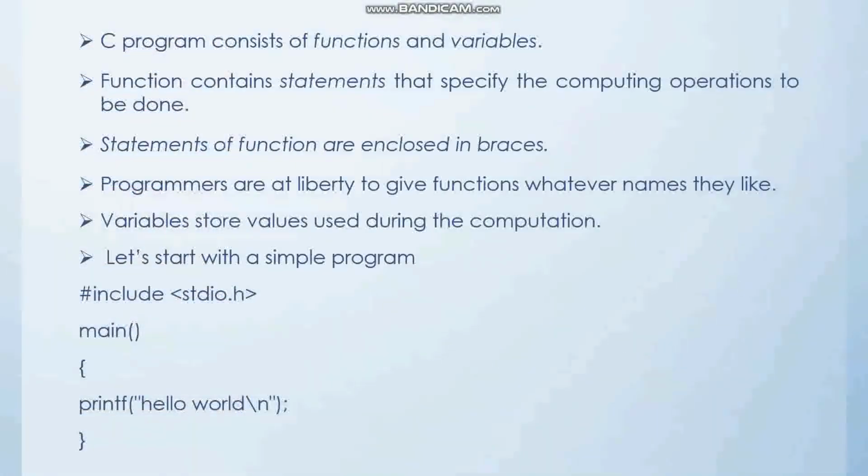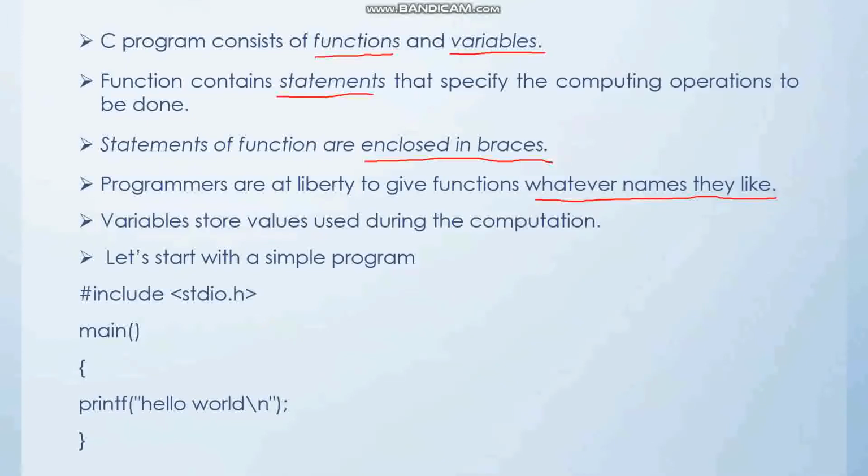A C program consists of functions and variables. Functions contain statements that specify the computing operations to be done. Statements of a function are enclosed in curly brackets. Programmers are at liberty to give functions whatever name they like. Variables store values used during the computation.